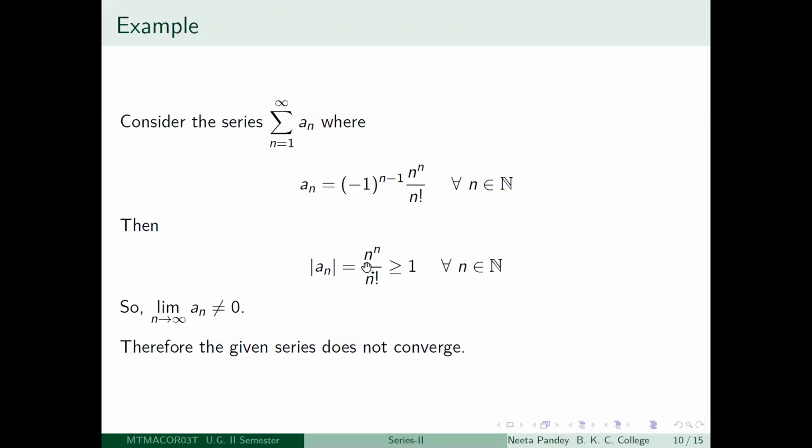So n to the power n is greater than or equal to n factorial. Why have we written greater than or equal to here? Because when n is equal to 1, they are the same, right? Afterwards, it will become strictly greater. So whatever, mod an is always greater than or equal to 1.